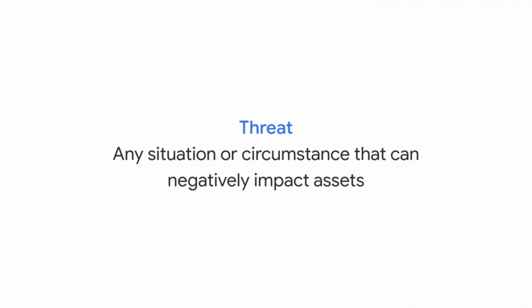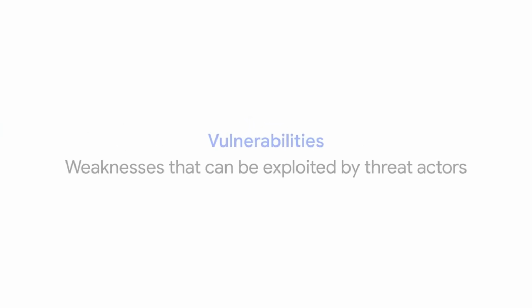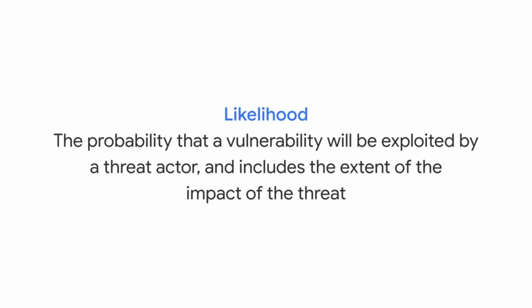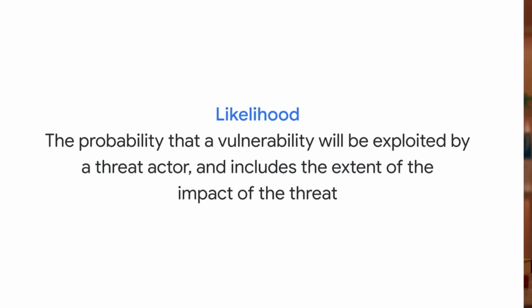Now that we reviewed risk, let's explore its relationship with threat, vulnerability, likelihood, and impact. Remember, a threat is any situation or circumstance that can negatively impact assets. Vulnerabilities are weaknesses that can be exploited by threat actors. Likelihood is the probability that a vulnerability will be exploited by a threat actor and includes the extent of the impact of the threat. For example, if an organization has a poorly configured access management system, a lot of employees may have access to more sensitive corporate data than they need to do their job. This means there's a likelihood that a threat actor could compromise employees' accounts, which could lead to a major data breach.